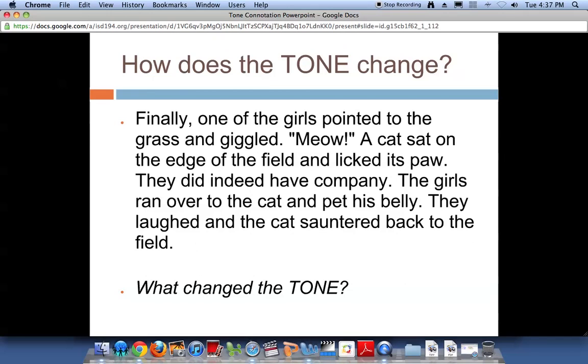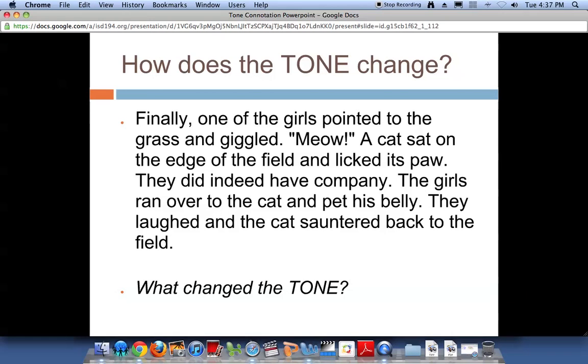Finally, one of the girls pointed to the grass and giggled. Meow. A cat sat on the edge of the field and licked its paws. They did indeed have company. The girls ran over to the cat and pet his belly. They laughed, and the cat sauntered back to the field.